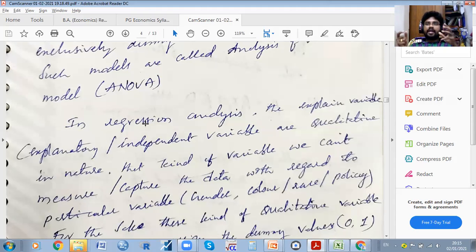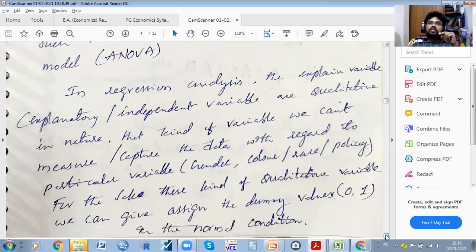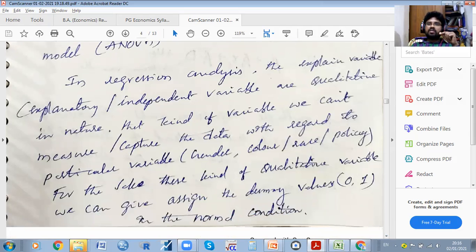If you take the independent variable as a qualitative variable, the model is different from when you take the dependent variable as a qualitative variable. Today we will discuss only the case where the independent variables are qualitative in nature. Such variables we cannot measure, and we cannot capture data for the particular variables, for example gender, color, race, policy.